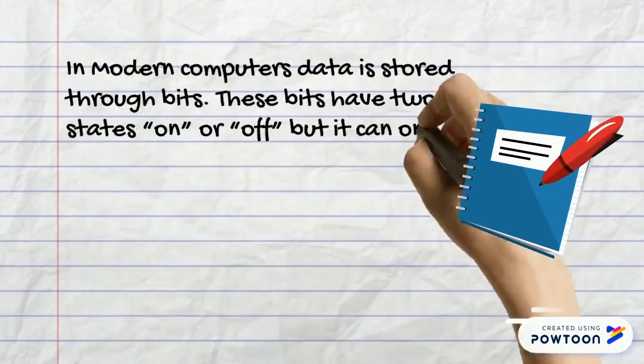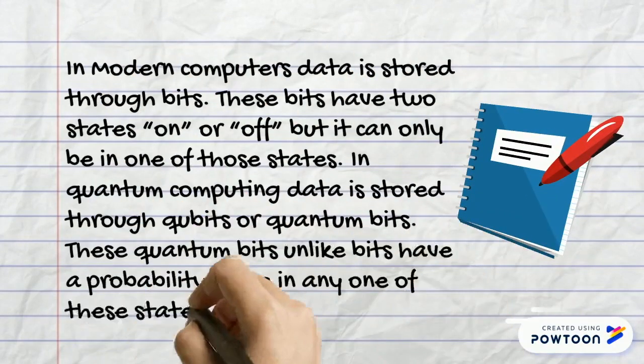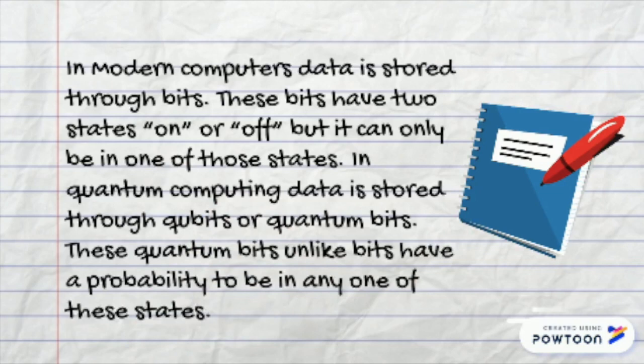In modern computers, data is stored through bits. These bits have two states, on or off, but can only be in one of these states. In quantum computing, data is stored through qubits, or quantum bits. These quantum bits, unlike bits, have a probability to be in any one of these states.